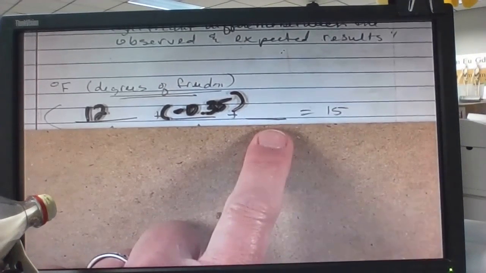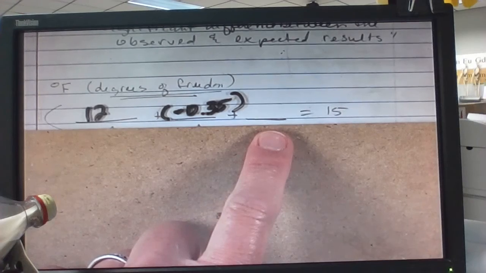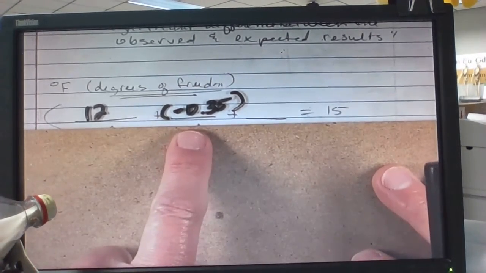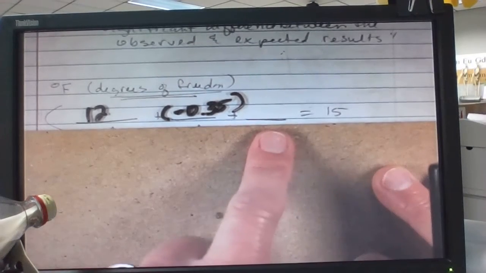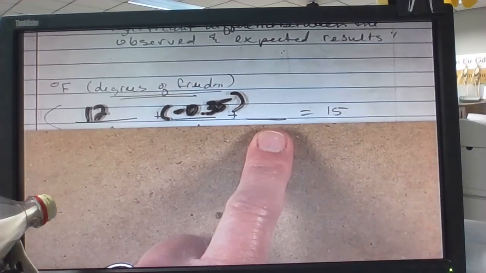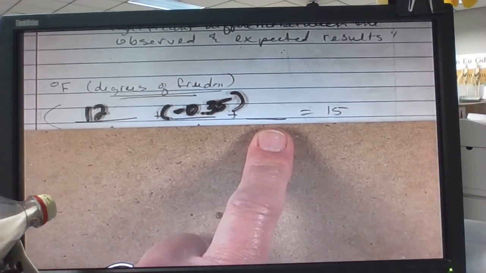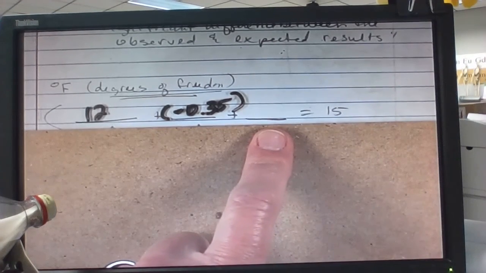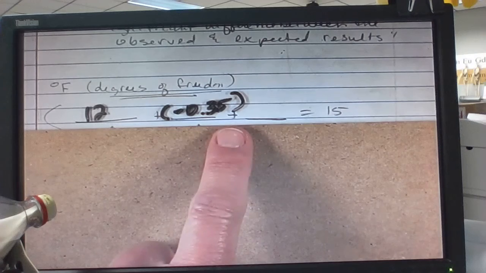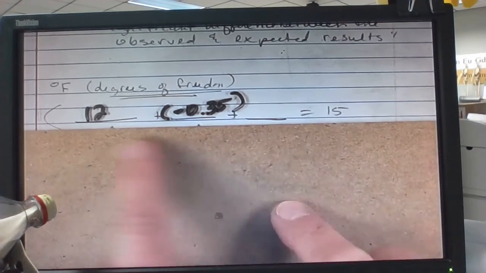Can this third number be anything? This number can be anything. This number can be anything. What does this number have to be? So, what does this number have to be? No, this one is negative 0.35. So 12.